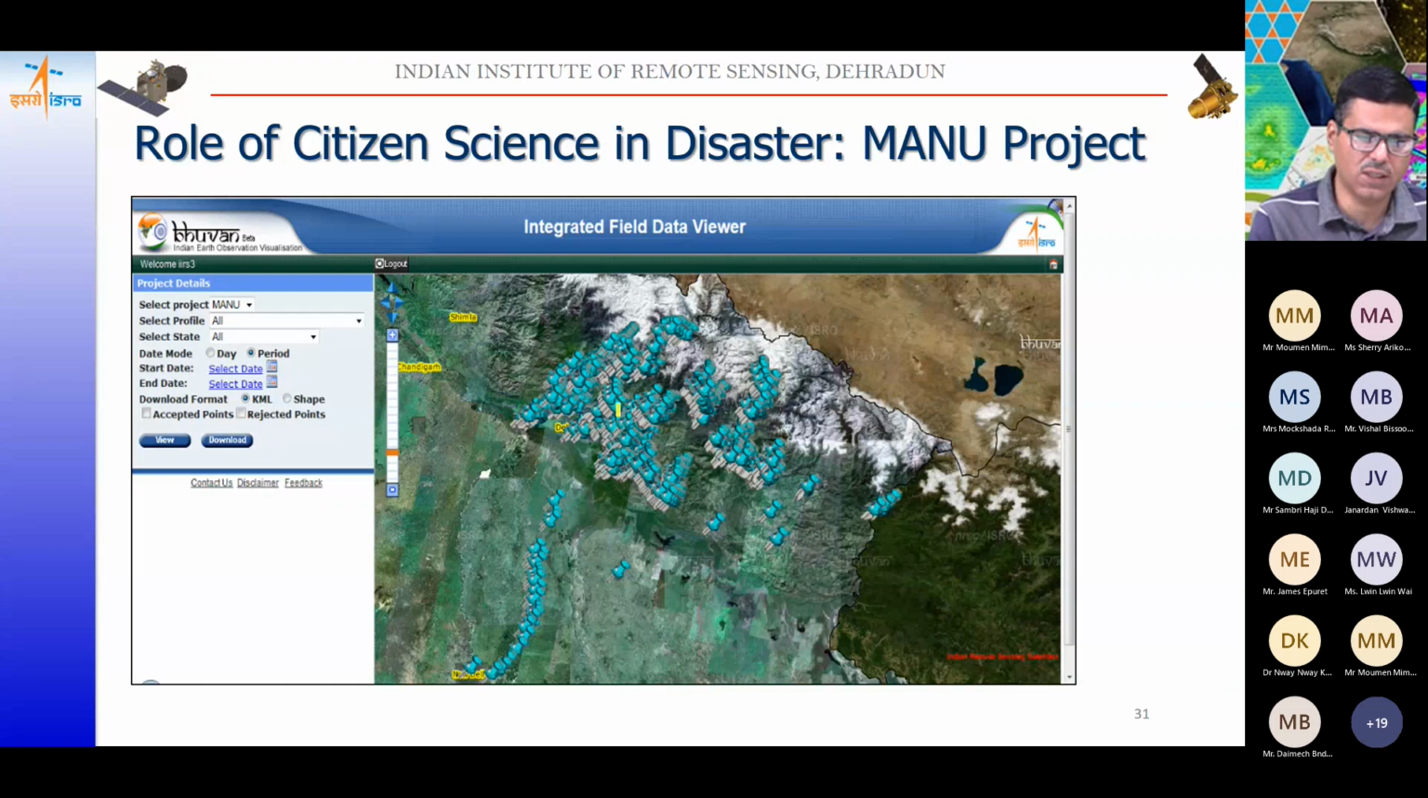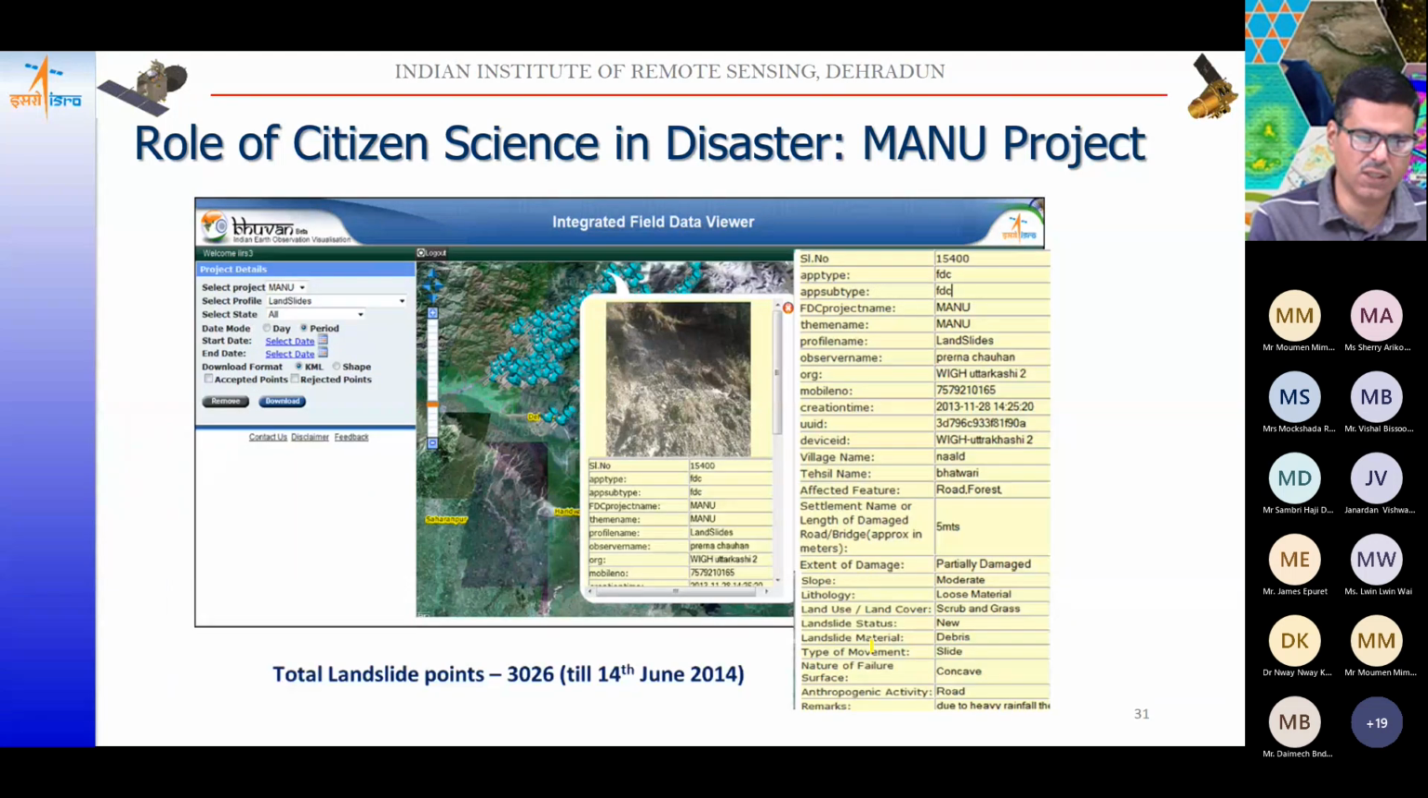If somebody clicks on a particular push pin, each push pin denotes one point that the volunteers have captured, the complete detail about that point is available: the ID number, let's say the profile name, which in this case is landslide, and the name of the observer and from which organization. I said Wadia Institute of Himalayan Geology was also a part of this, so some of the people from there were also involved, along with the village, the tehsil name, the affected feature, how far it is in distance, and whether it is fully damaged or partially damaged. All those as per the proforma were collected. The important thing about the mobile app was that the user had to only pick the category, so in that way he was able to fill that very fast along with capturing the images. Clicking on this, the image can also be seen.